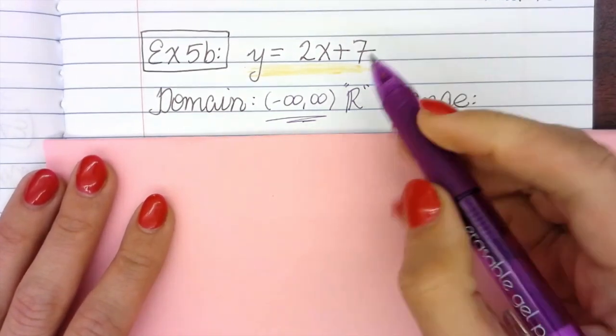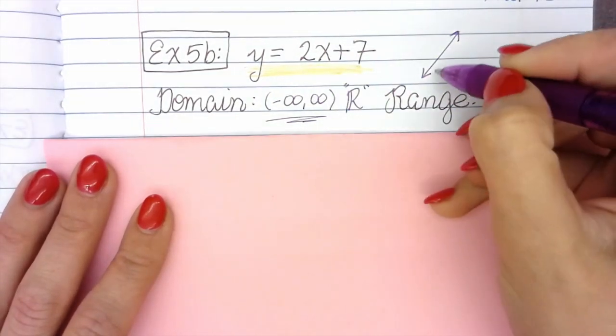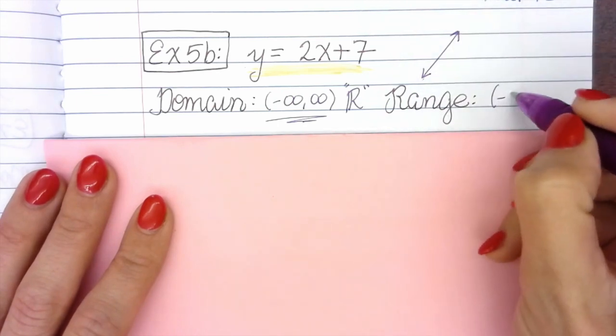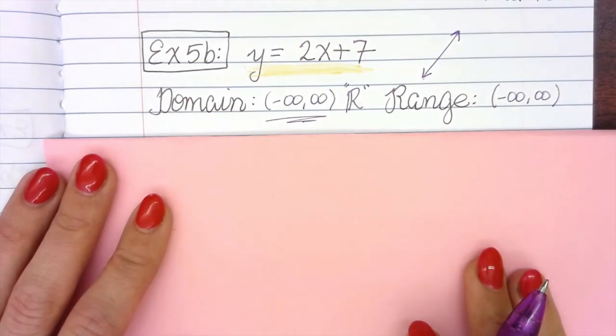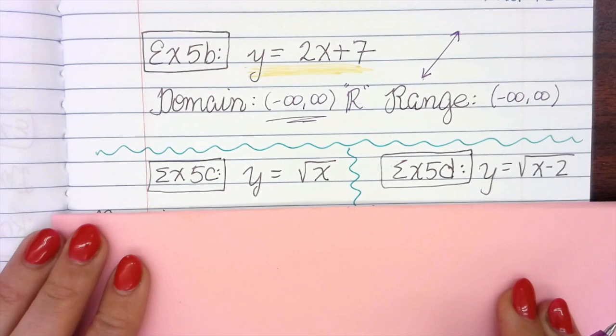Now the range, same idea, with a linear equation that looks something like this, okay? It's increasing, slope of 2, y-intercept of 7. It goes up and down forever, so my range is the same. It's -infinity until infinity. I'm telling you, the more we do, the better you're going to get at these. Here, square root of x, and then square root of x minus 2.